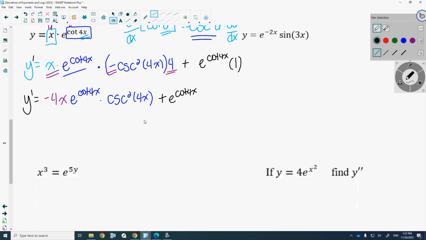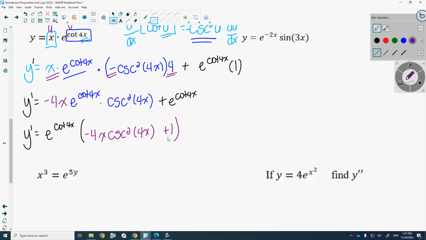From here, there are two separate terms. I could factor out an e to the cotan 4x, and I would get negative 4x cosecant squared 4x plus 1. The other thing I could have done is factor out a negative 1 if I want. So I could pull out a negative 1 in front, have negative e to the power of cotan of 4x, and then this negative would be gone, and this would turn into a minus 1. So that's another option that we have.